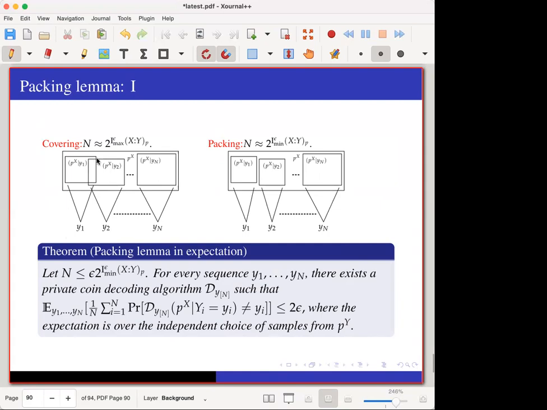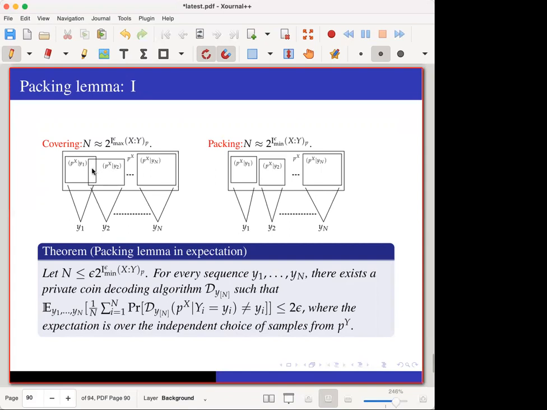So that happens because these boxes cover more or less every point out here. Maybe you can lose an epsilon fraction under the marginal, but almost all points are covered. That's why the name covering. And the way they're covered is that the boxes also overlap. But again, the overlap is not too much.